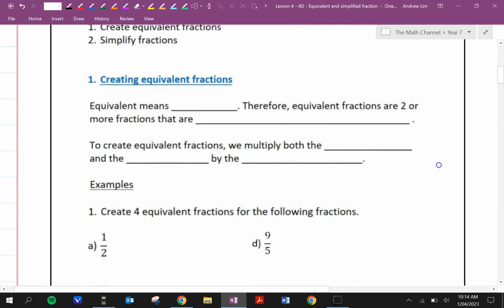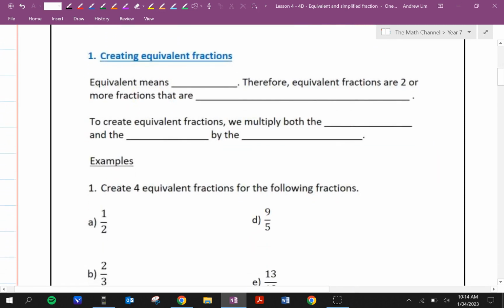Alright, so let's start this lesson. Creating equivalent fractions. Equivalent means equal or equal to. Okay? It sort of has the word equal in it. Okay, so equivalent, equal to. Therefore, equivalent fractions are two or more fractions that are equal to each other. So they might not look the same, but actually they represent the same thing.